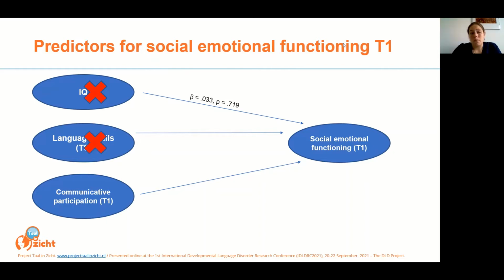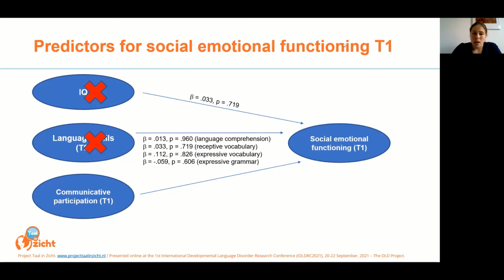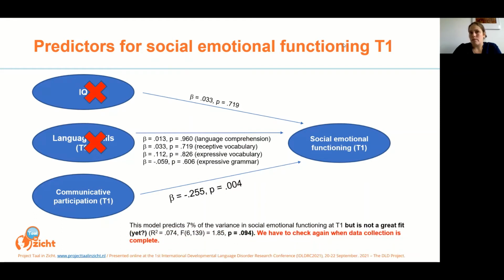And what about language then? Actually, it doesn't again. None of our 4 language measures significantly predicts any variance in social emotional functioning at T1. What about communicative participation then? That actually does. Communicative participation is a significant predictor for social emotional functioning at T1. However, this model in itself only predicts 7% of the variance in social emotional functioning at T1. Also, with these 146 children in it, this model is not yet a great fit. So we have to wait until our data collection goes on, our group is bigger, and we can redo these analyses and wait for this model to become significant.